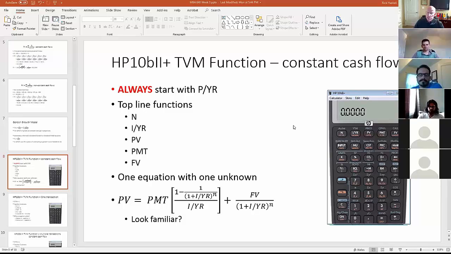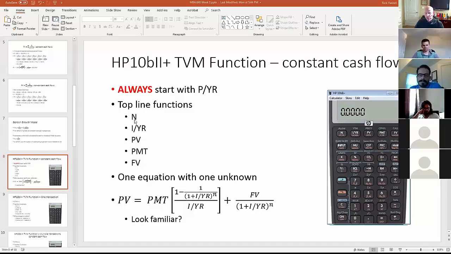So I'm first going to talk about using the top line functions. These are the very first row here and the functions that are in white: N, I divided by YR, which is interest per year, present value, payment, and future value. Those are the 5 variables in an equation. And if we have one equation and one unknown, we can solve for that variable that's unknown, right? But there's actually a 6th variable that we've got to consider here.